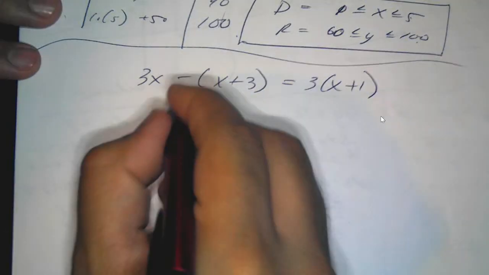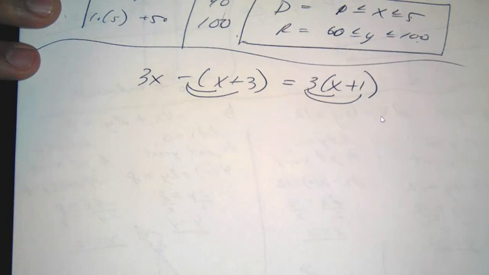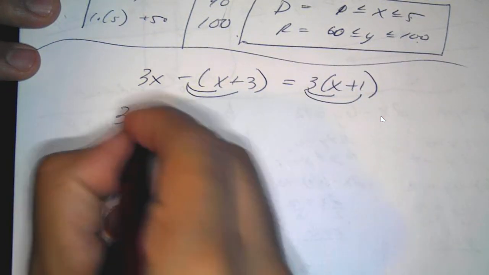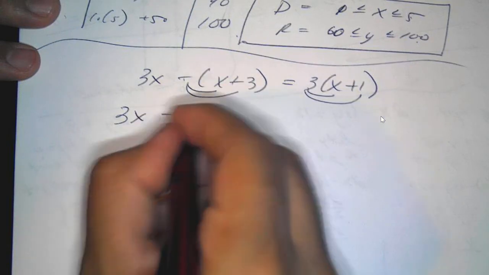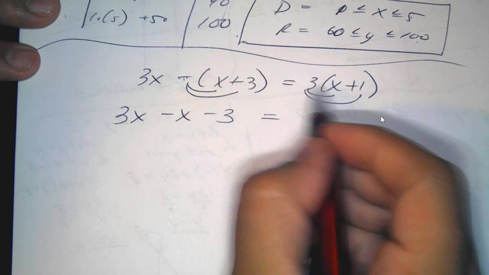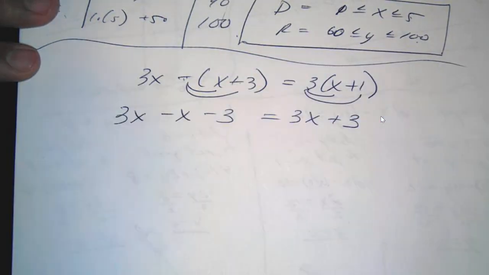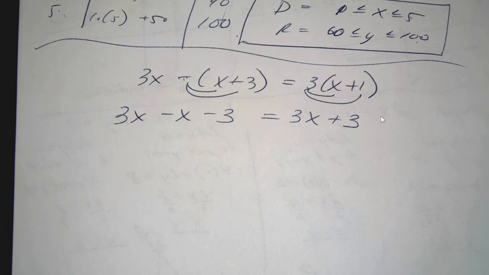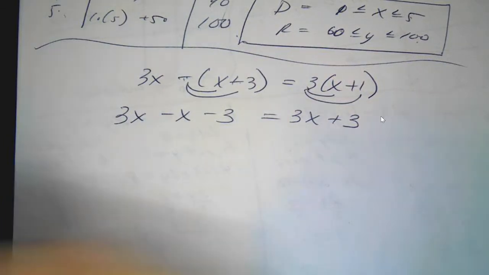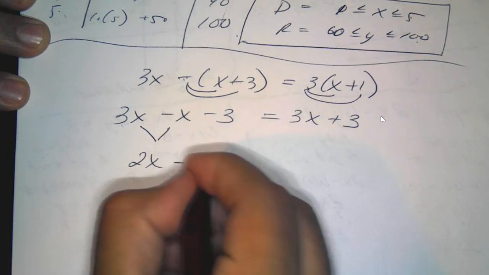We have a negative that's outside of parentheses, I'm going to distribute that. We have a number that is outside of parentheses, I'm going to distribute that. So when I do this, I get 3x, negative times x is a negative x, negative times 3 is a negative 3. 3 times x is 3x, 3 times 1 is a positive 3. And now, again, this is solving an equation, guys. This is back to like the second week of school, the third week of school. Solving for x. Well, here, I'm going to combine like terms. 3x minus x gives me a 2x.